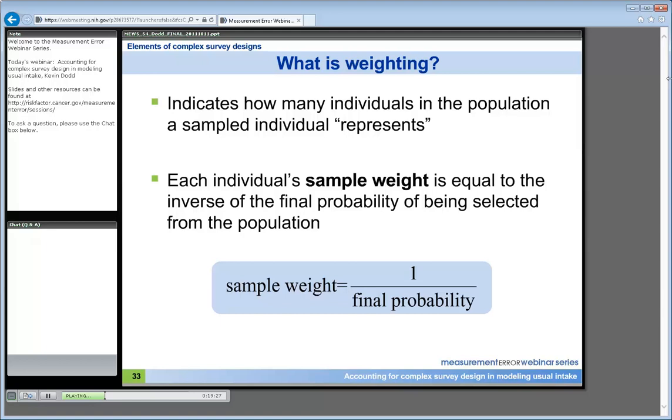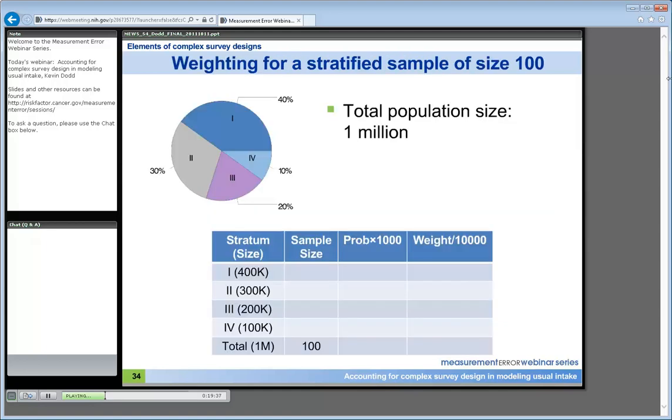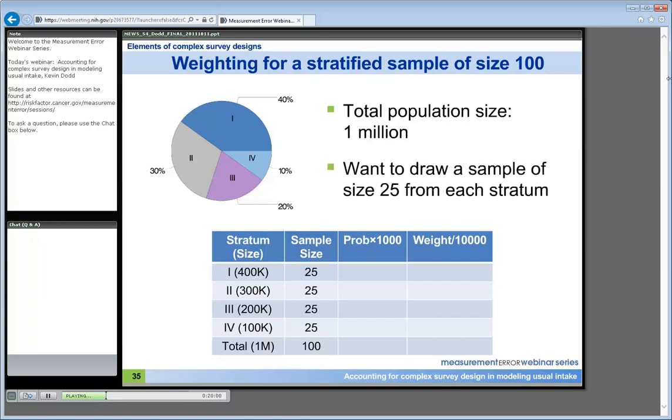Now, for a general complex survey design, your sampling weights tend to be much more variable. But for purposes of an example, I'm going to show you how we might compute sampling weights in a simpler case. So let's return to our idea of a stratified population with these 4 strata appearing in these proportions. And to make things a little more realistic, let's pretend that our population is actually 1 million people in size, not 100, and we're going to be taking a sample of size 100, not 20.